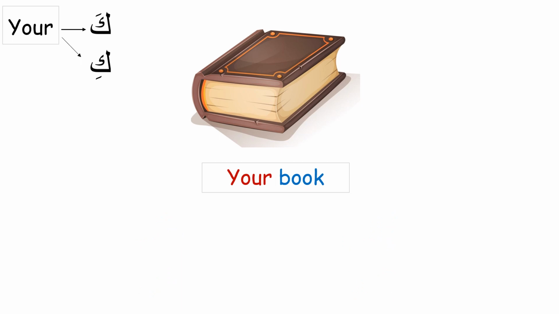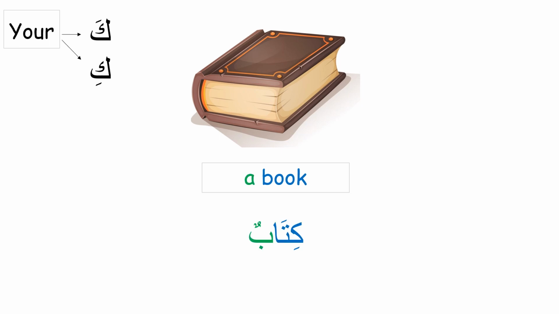Moving on to the second person, again from scratch we will work our way up to say your book in Arabic. Again, a book is called kitabun, and here we have two options in terms of suffixes. Ka is used if the person spoken to is a male, and ki is used if the person spoken to is a female.